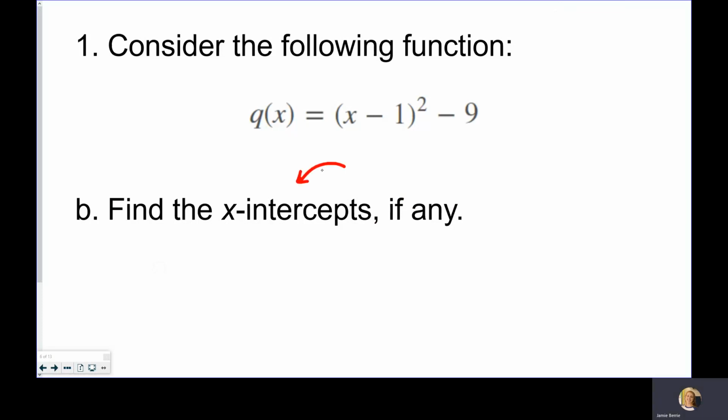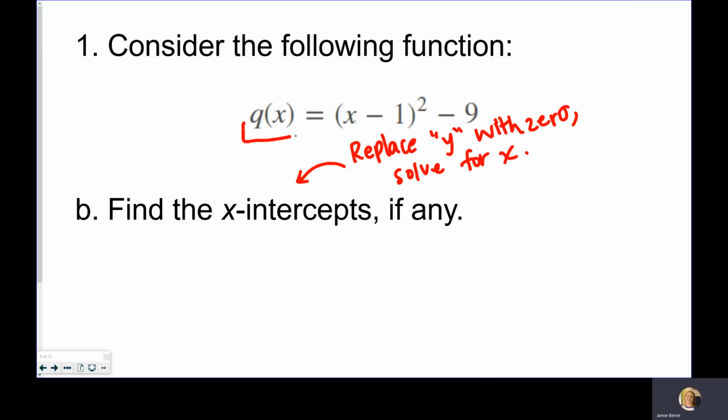Remember, the process for finding the x-intercept is that you replace y, I'm putting y in quotations here, with 0 and solve for x. I'm putting y in quotations because I'm dealing with function notation, but I know that q of x or f of x is the same thing as y. So I'm going to replace q of x with 0, and then solve for x, get x by itself.